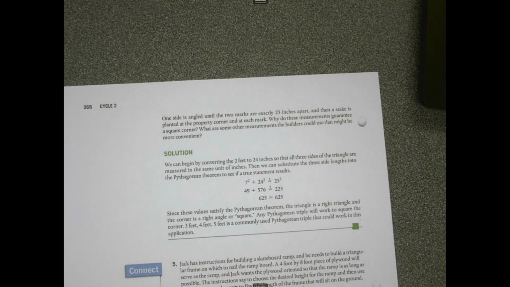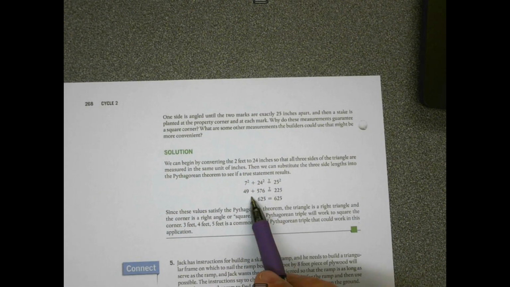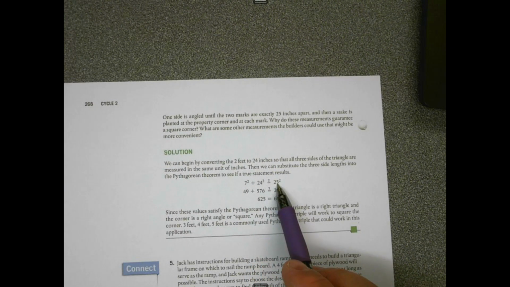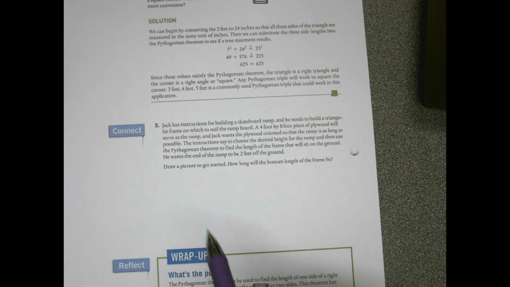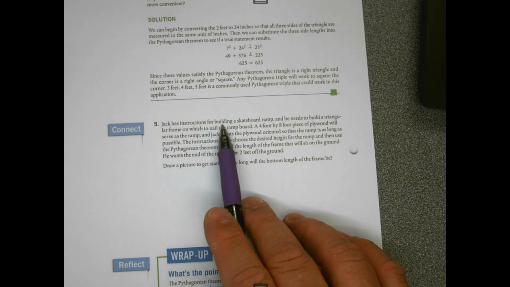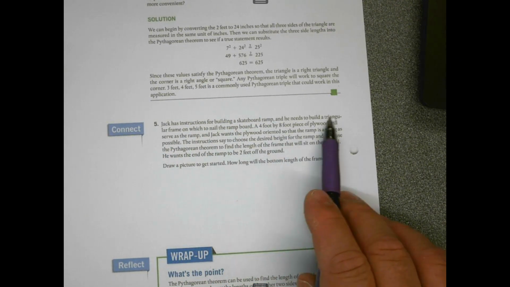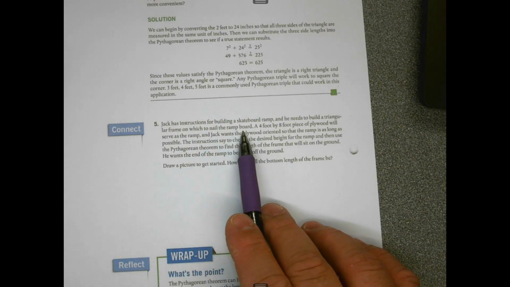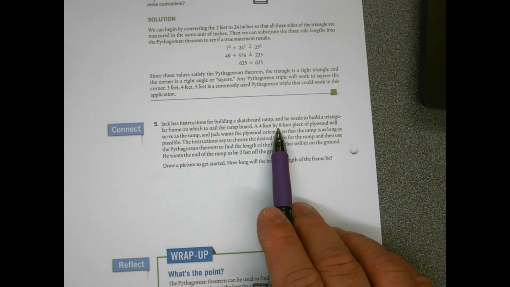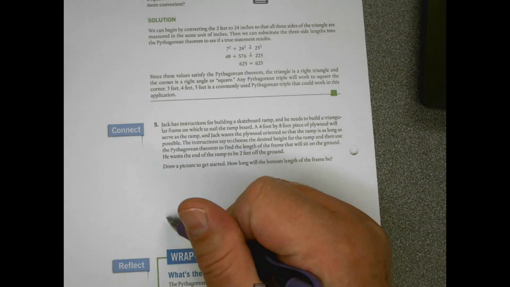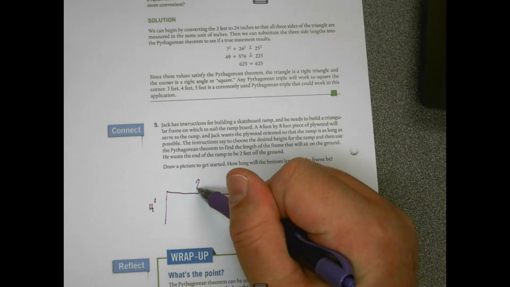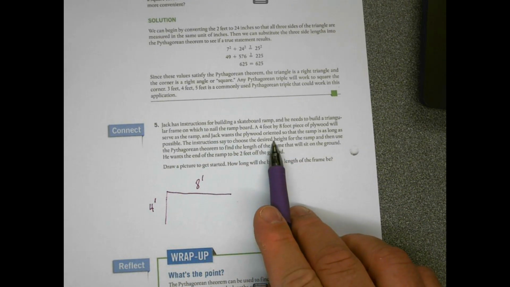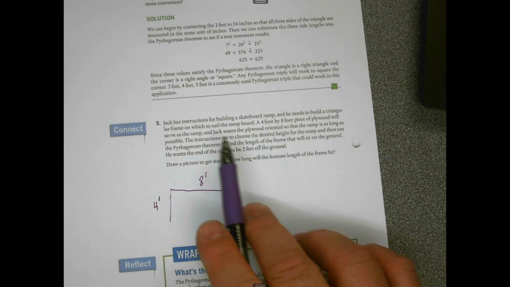Jack has instructions for building a skateboard ramp, and he needs to build a triangular frame on which to nail the ramp board. A 4-foot by 8-foot piece of plywood will serve as a ramp. Jack wants the plywood oriented so the ramp is as long as possible. The instructions say choose the desired height for the ramp, then use the Pythagorean theorem. He wants the end of the ramp to be 2 feet off the ground.